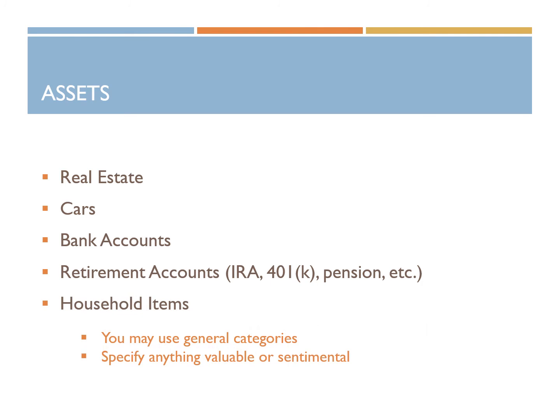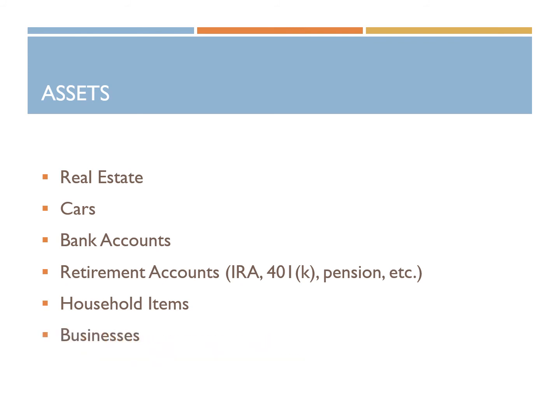Household items. You don't have to list every single item of furniture in your house. It's okay to use categories such as living room furniture, or if you have already divided your furniture, you can write all household items in petitioner's possession and all household items in respondent's possession. However, if there is an item that is particularly valuable, either sentimentally or financially, that item is going to need to be specified.